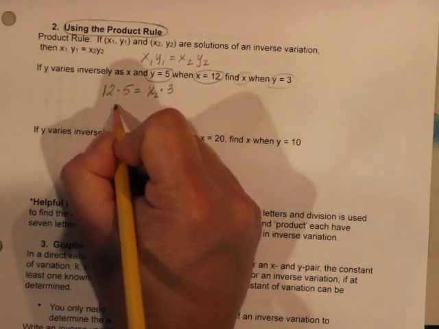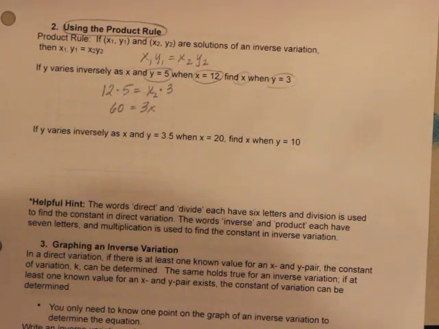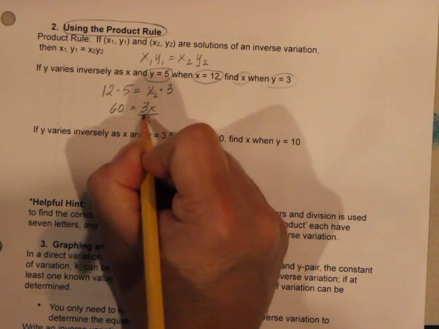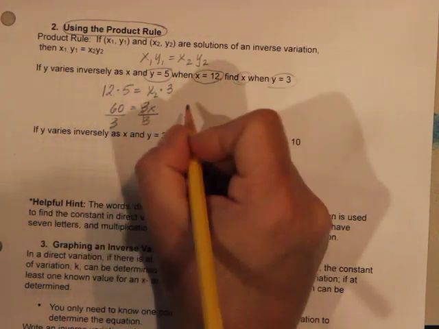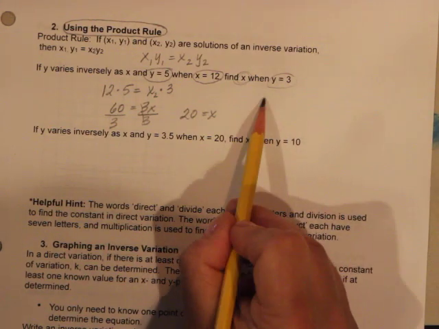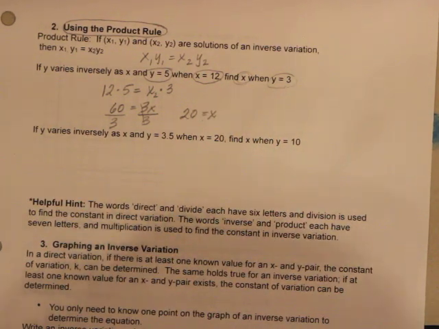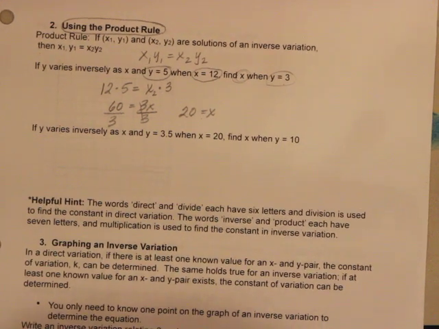I could simplify this to say 60 equals 3x. Divide by 3. And understand that when y equals 3, x is going to equal 20. When y equals 3, x equals 20. I feel like that's quite a bit simpler than what it looked like. Hopefully you feel that same way. Let's try it again for the next one.